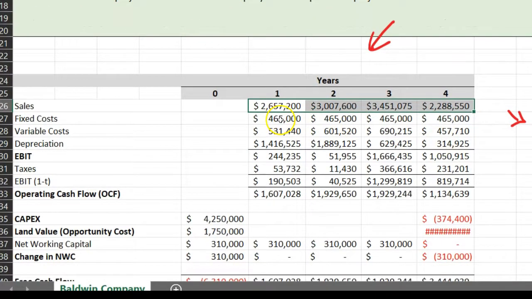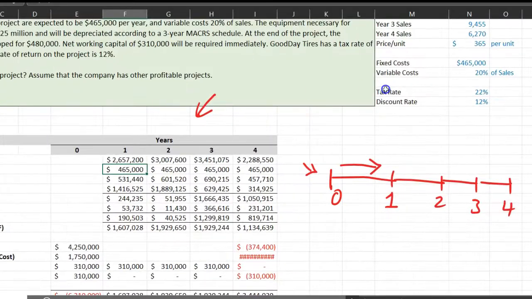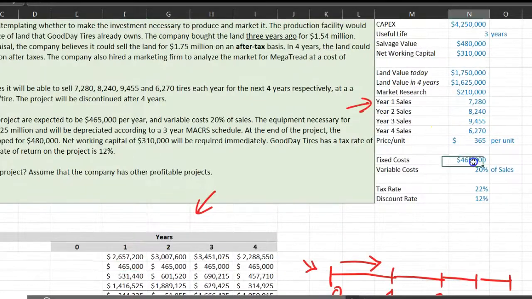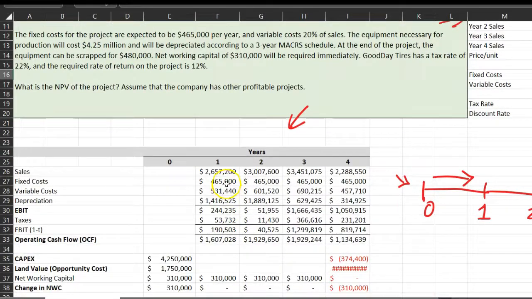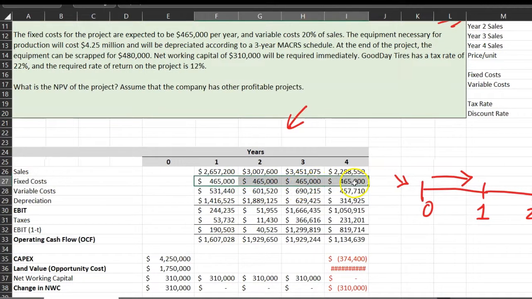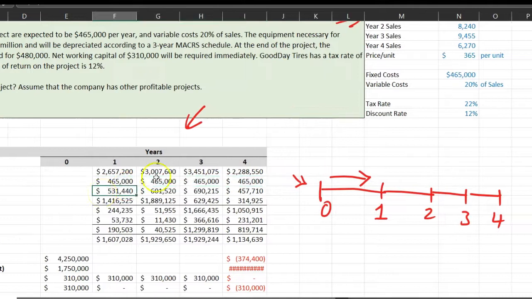Then we were also told that there are fixed costs. Fixed costs were given right here, 465,000. These are fixed, so they don't change with output. So they have a constant 465, and then variable costs, we were told, were going to be 20% of sales. So all that I've done here is take 20% of whatever number is over here, and then 20% of whatever number is here, and that gives me the variable costs.